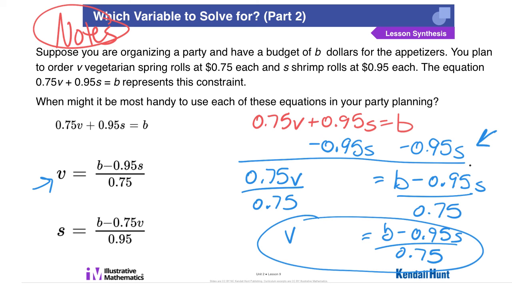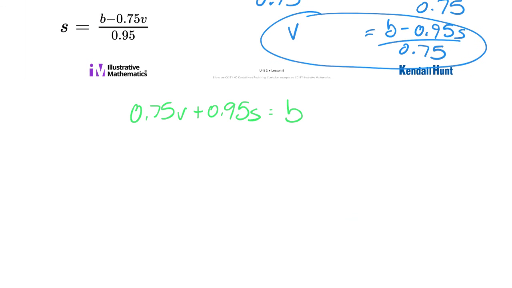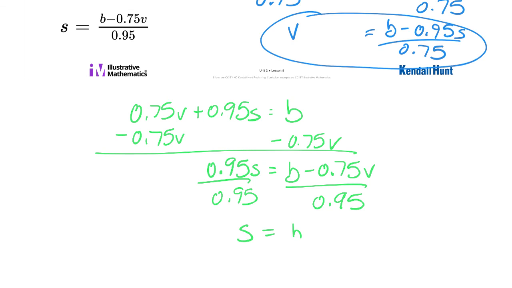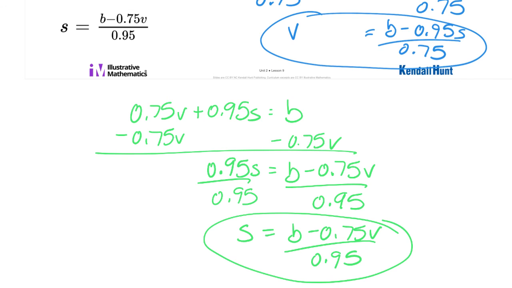We could use a very, very similar process to solve for S. To solve for S, or to get S by itself, I would subtract 0.75V from both sides of the equation. So on the left, I still have 0.95S equals B minus 0.75V. Then I would divide both sides by 0.95, and I'm left with 1S equals B minus 0.75V, all being divided by 0.95. So now I've rearranged the equation to give me the number of shrimp rolls I can buy, depending on how many vegetarian rolls I bought.